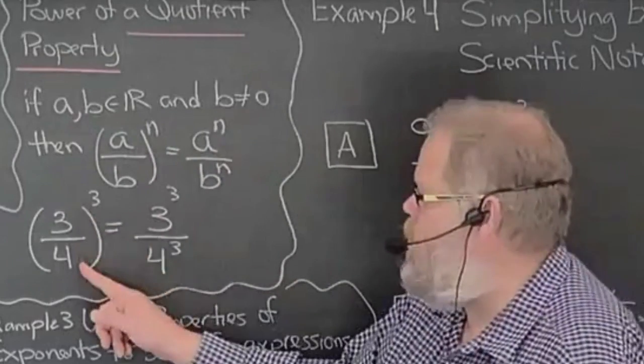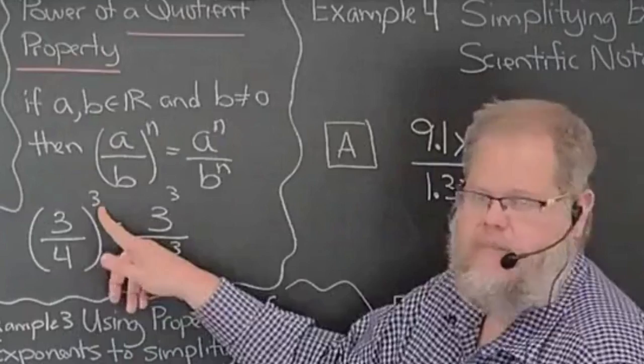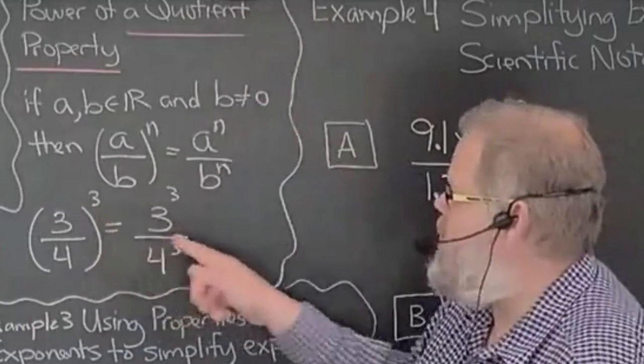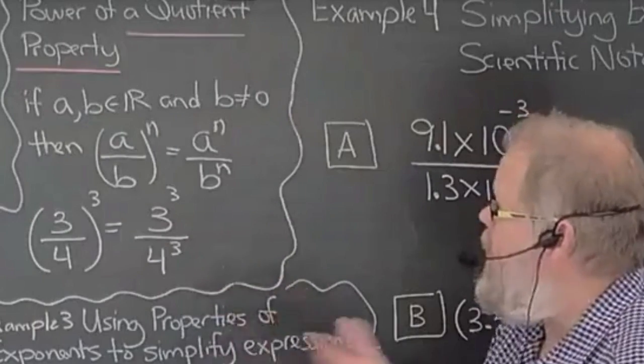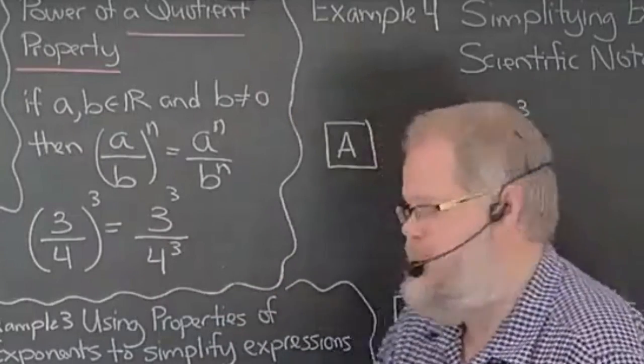Here's 3/4 raised to the 3rd power. And so this property says that this can be rewritten as 3 cubed over 4 cubed. And that is the power of a quotient property.